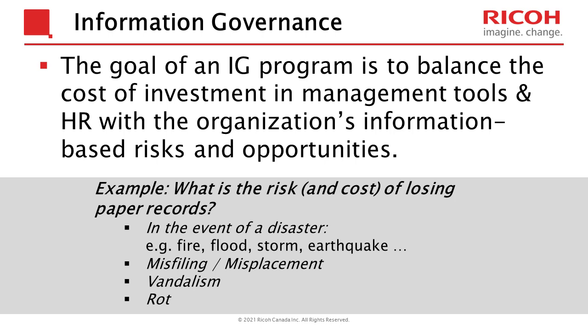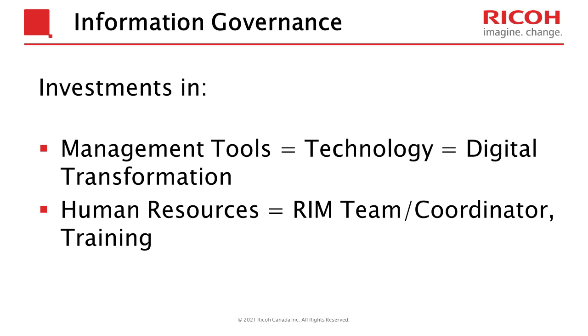So the goal of your information governance program is to balance the cost of managing your information on one hand with the risks of not managing it properly and the opportunities that you can gain for managing it properly on the other hand. So you have your cost and you have your benefits and your risks. Now, the cost, the investment on that is actually in two areas, right? So the management tools, because again, information is exploding. We can't do it manually. We need management tools to be able to manage that, and we turn to technology for that.